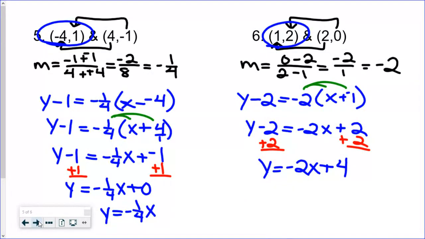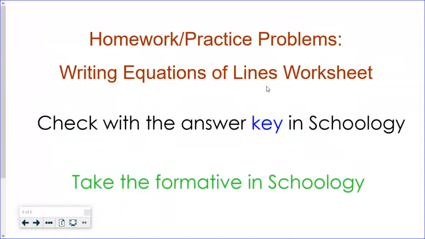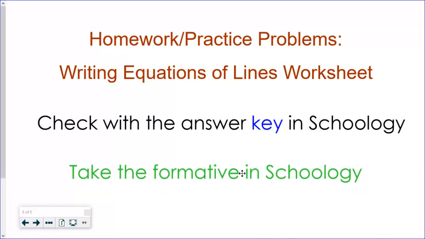Okay, so if you need any help, let me know. You have a worksheet. There's only a few problems. There might be some zeros, and you know what to do with zeros. Check your answers before you take today's formative. If you have questions, please reach out to me. Have a great day, people.